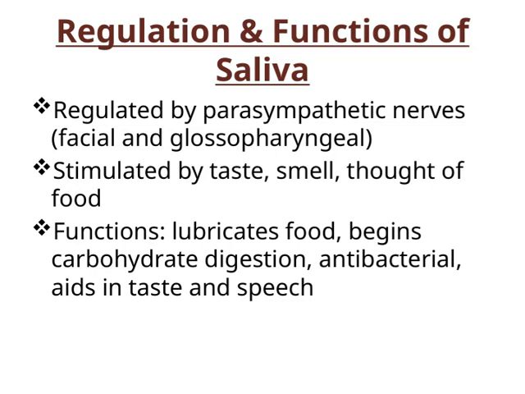Saliva is actually regulated by the parasympathetic nerves, specifically the facial and glossopharyngeal nerves. When we see, smell, or even just think about food, these nerves get stimulated, which triggers saliva production. It's pretty fascinating how our brain and senses work together to prepare our mouth for eating.